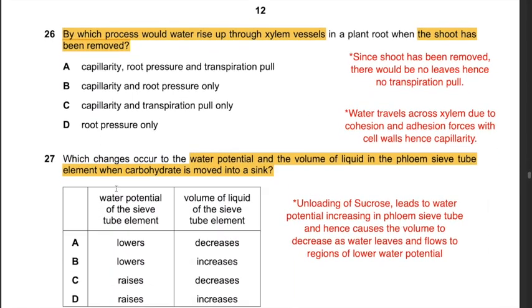Question 26. By which process could water rise up through xylem vessels in a plant root when the shoot has been removed? When the shoot has been removed, there would be no leaves, hence there is no transpiration pull, and that leaves us with the answer being either B or D. Water travels across xylem due to cohesive and adhesive forces. Therefore, capillarity is involved. Hence, the answer is B.